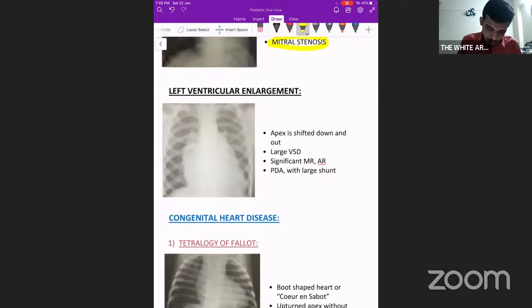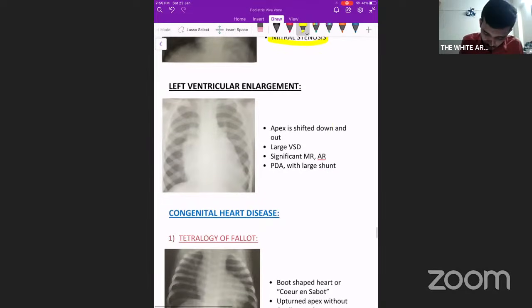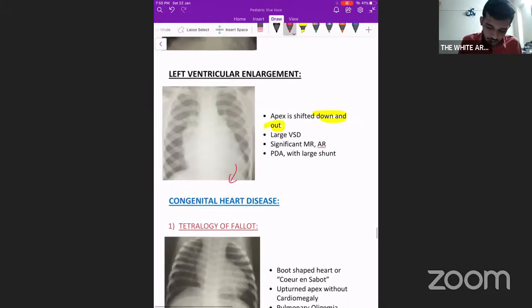In left ventricular enlargement, the apex is shifted down. As compared to right ventricular hypertrophy, where there was an upturned apex, over here the apex dips downwards. So the apex is shifted down and out. It goes and abuts the diaphragm. And this happens in large VSD, significant MR, AR, PDA with large shunt.